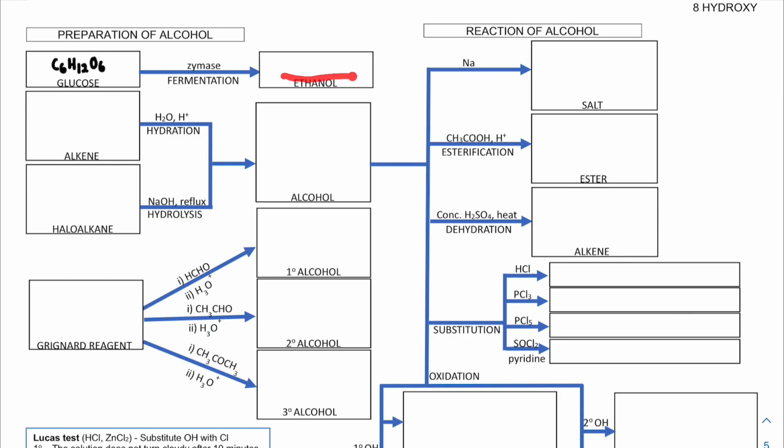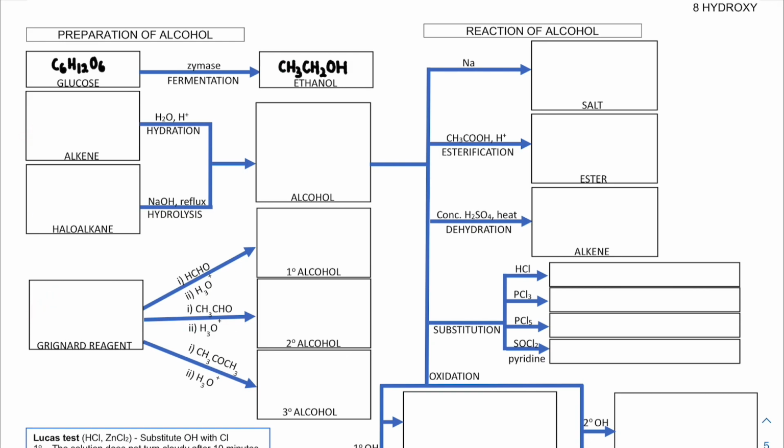I'm just going to write it down in terms of molecular formula. So this will be the answer, or this is our condensed structure. This one is only applicable for glucose and the application for ethanol. For the second, third and fourth ones, they can give many types of alcohol.